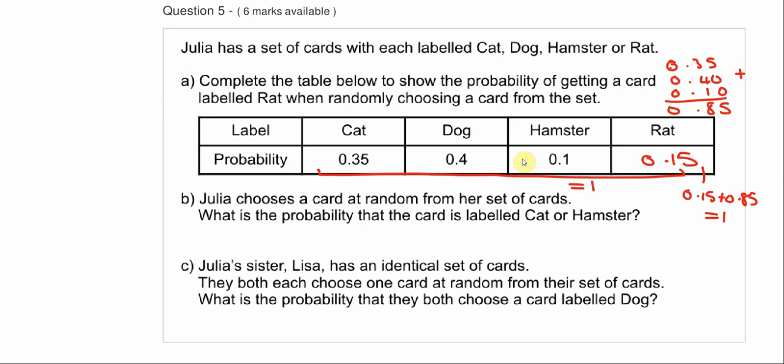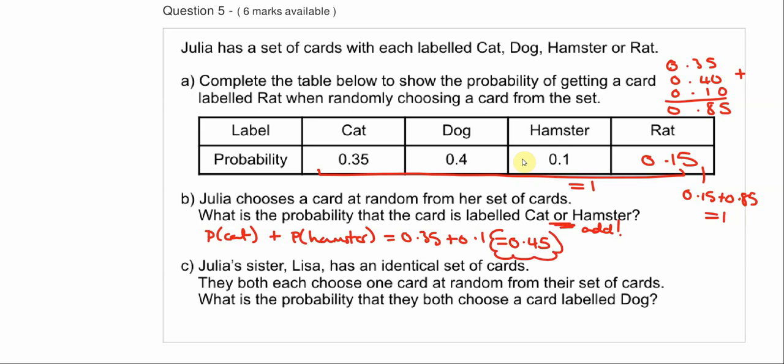Julia chooses a card at random from her set of cards. What is the probability that the card is labelled cat or hamster? Well, we just do the probability of cat plus the probability of hamster, because when we say or, that's kind of probability terms for add. When we say and, that's the probability terms for timesing. So that's 0.35 plus 0.1. That equals 0.45. I got my values from up here, hopefully you can see.